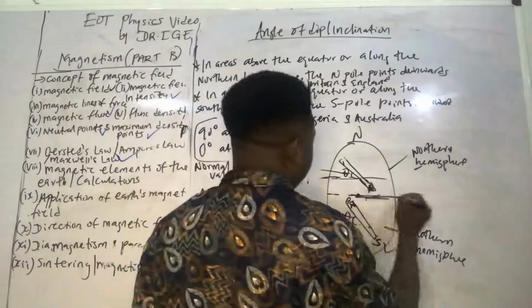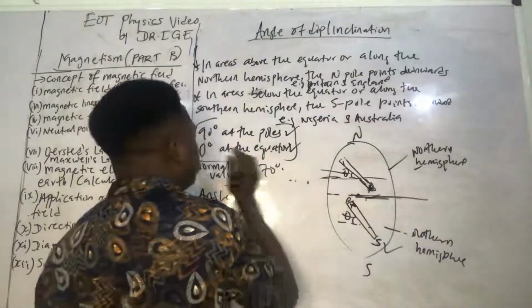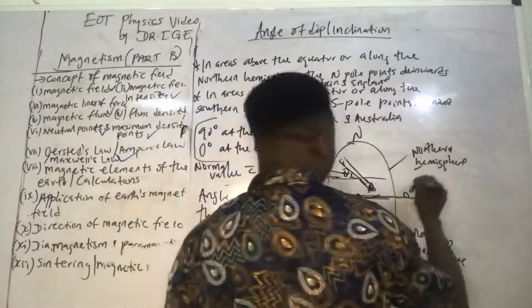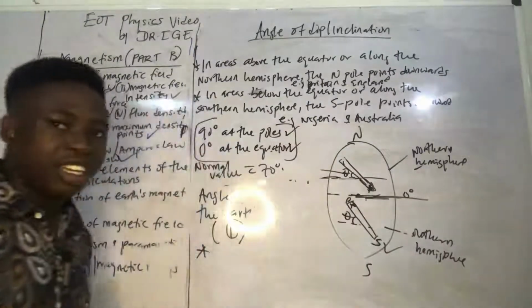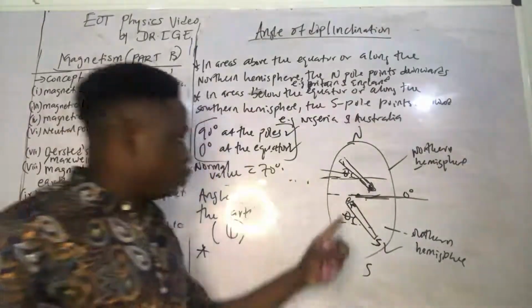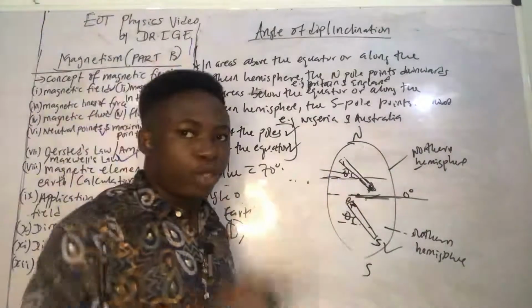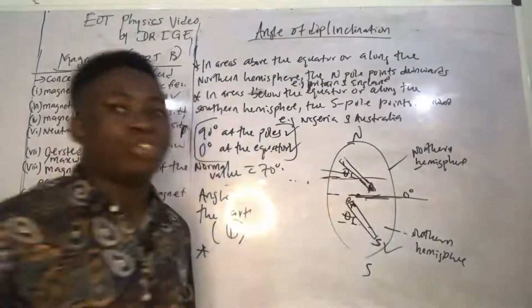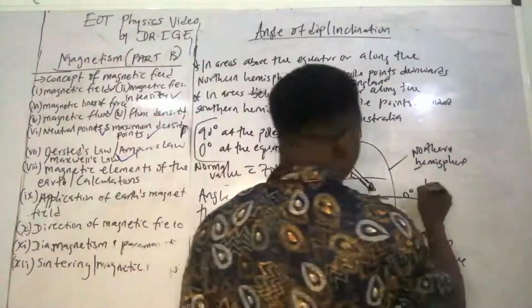Also take note that along the equator, remember the angle of dip is 0 degrees. And please take note that there's a state in Nigeria that is situated on the equator, that the magnetic equator passes through, and that state is Jos.